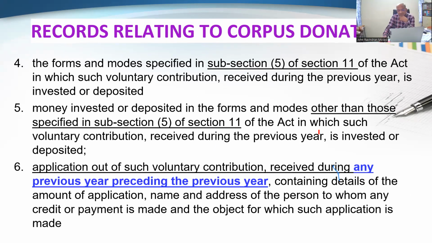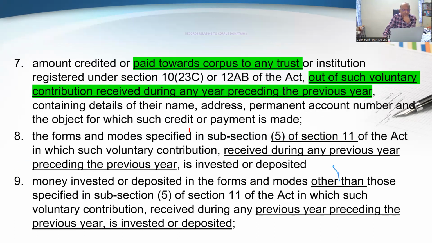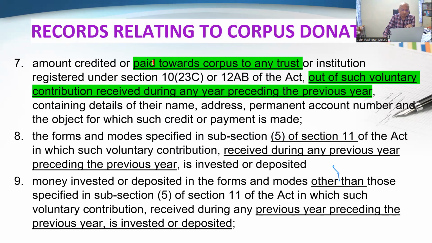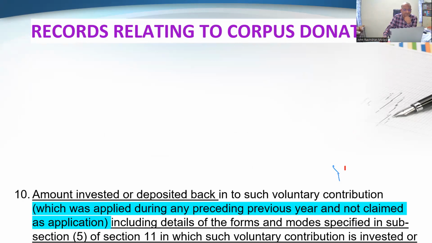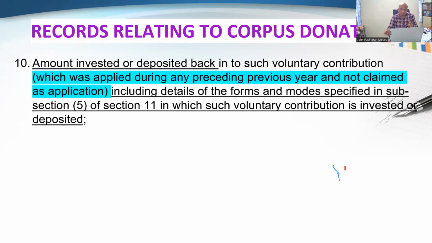And you'll have to give any application out of corpus from the earlier years, and also any amount paid as corpus out of the earlier income. Here also you'll be giving details of the balance 11.5 and other than 11.5. And then when you recoup, when you're putting back the money, you'll have to give these details also.